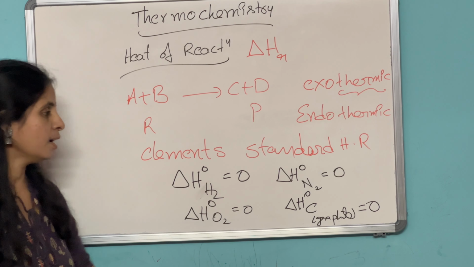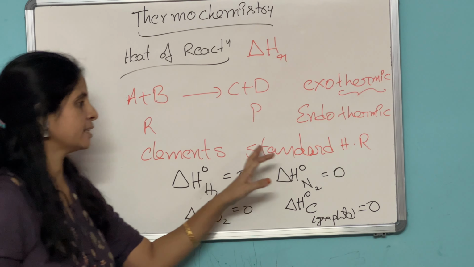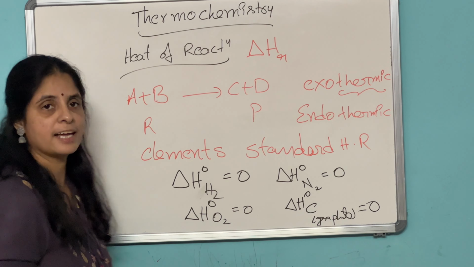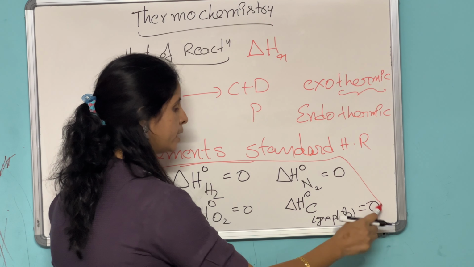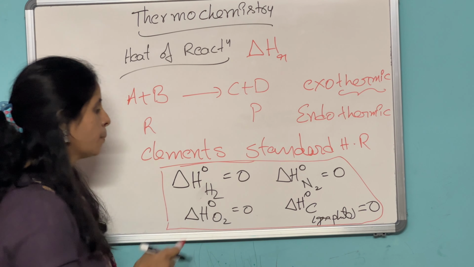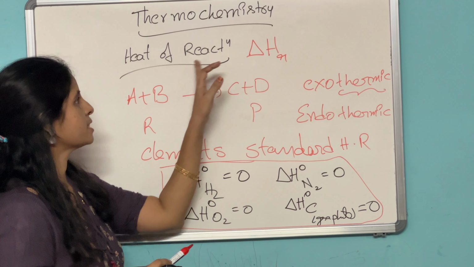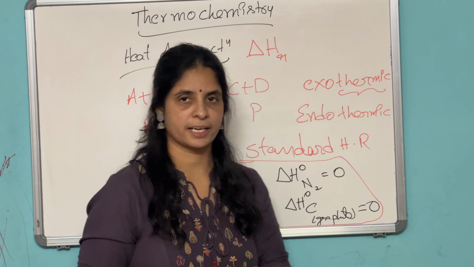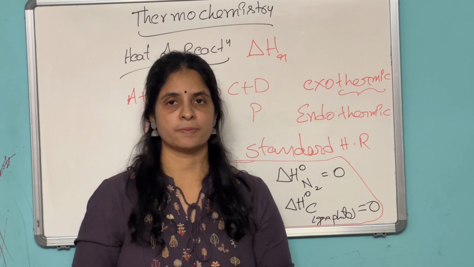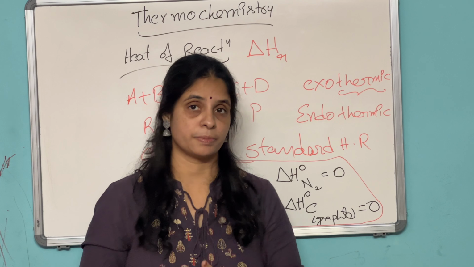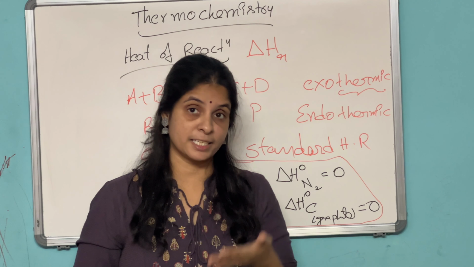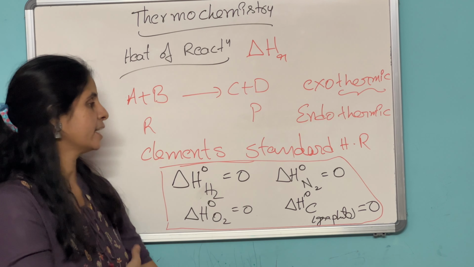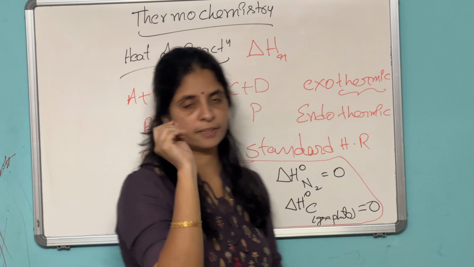Okay, like that. For elements in the standard state, the heat of reaction delta H naught is taken as 0. One of the important points, it will be useful while solving the problems. Okay, clear? What is the heat of reaction? Whatever the heat change in any chemical reaction, if any chemical reaction takes place at standard conditions of temperature and pressure, whatever the heat change is there for that chemical reaction, that we call the standard heat of reaction. Standard state is represented with a naught.